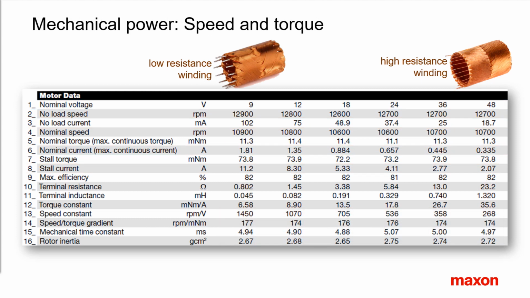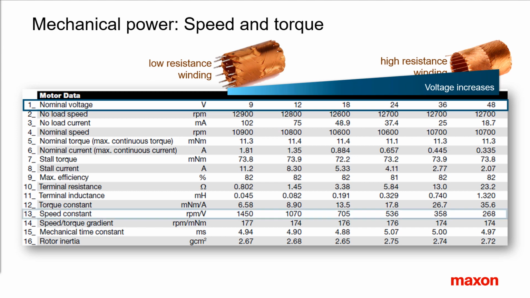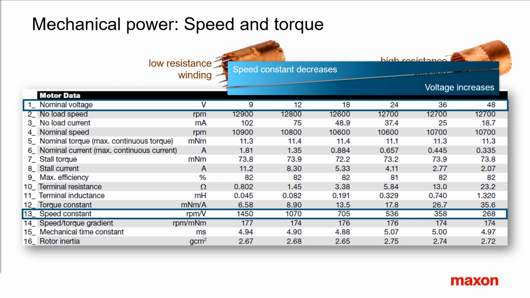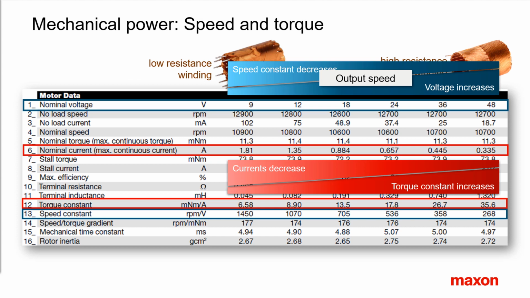Any winding can reach similar speed and torque, however, with different electrical input voltage and current. The increasing voltage over the winding series is counteracted by the decreasing speed constant. As a result, similar output speed can be reached with the different windings. An analogous statement can be made about current. The lower current of the high resistance winding is compensated by a higher and higher torque constant, resulting in the same output torque.